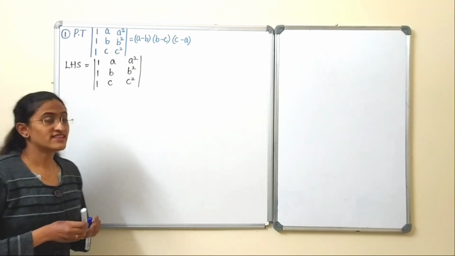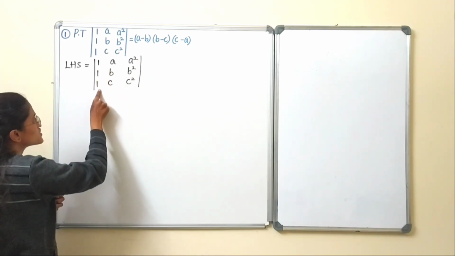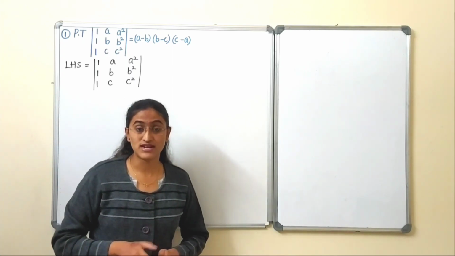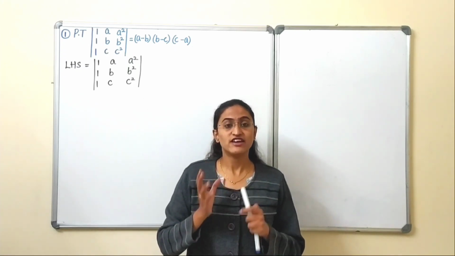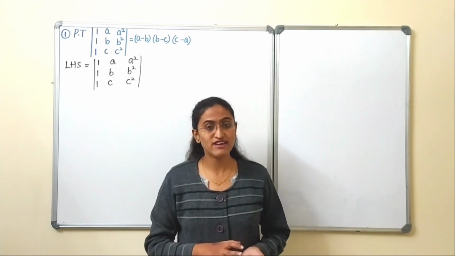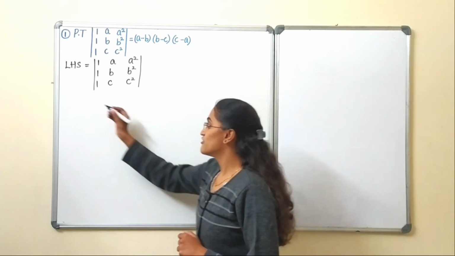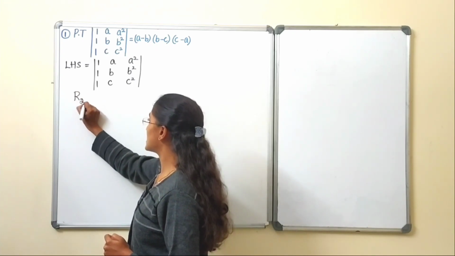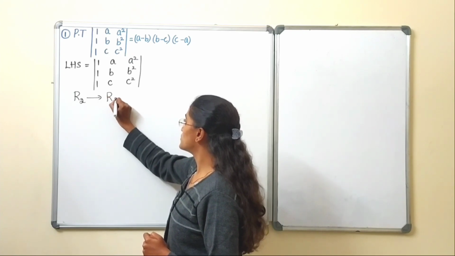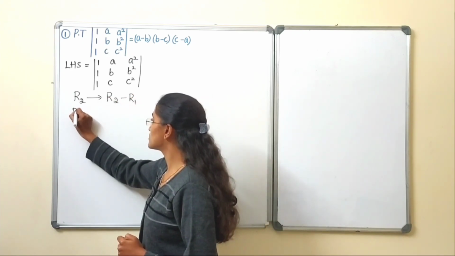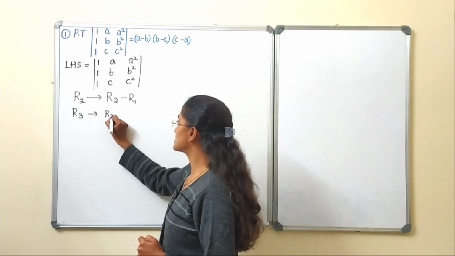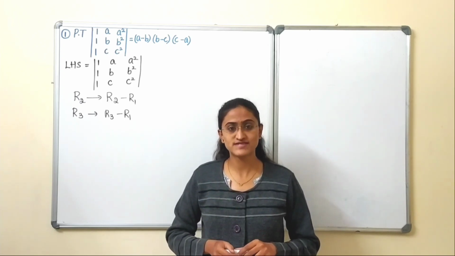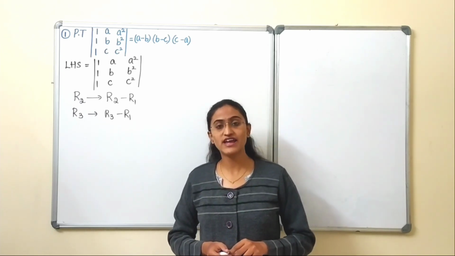Now, you can find that in this problem, in the first column, all the elements are equal to 1. In any of these kinds of determinants, if you find any one row or any one column equal to 1, then we can apply the operation like this. I can change R2 to R2 minus R1, and I can also change R3 as R3 minus R1. The main aim is to make the maximum number of zeros in any one column or any one row.